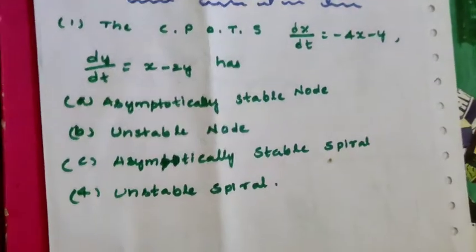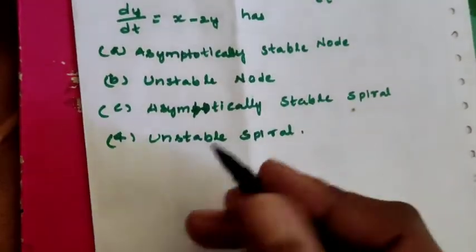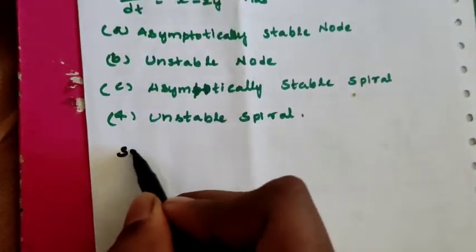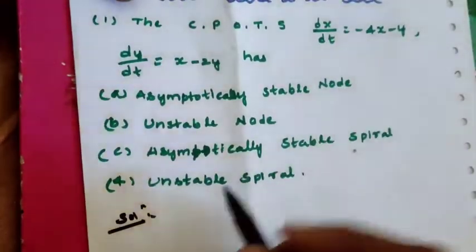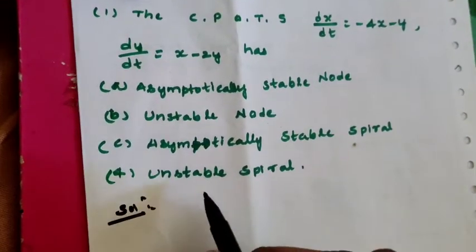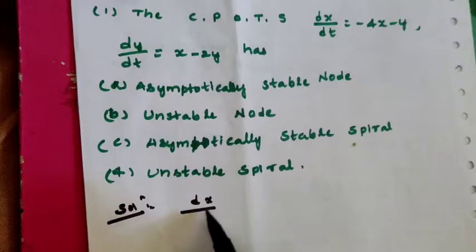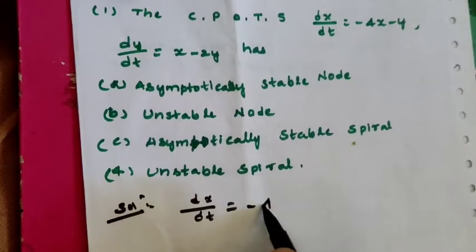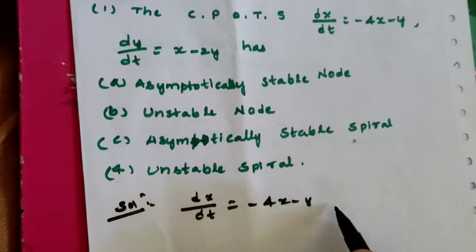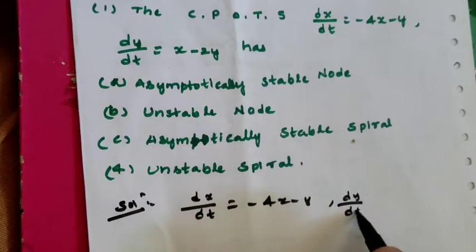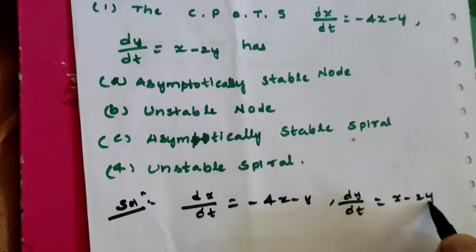Now we have to see the example, so we get the idea about the concept. Solution. What have they given? They have given a system of ODE, dx/dt = -4x - y, and dy/dt = x - 2y.